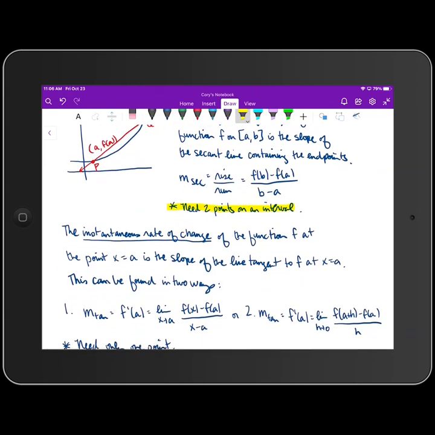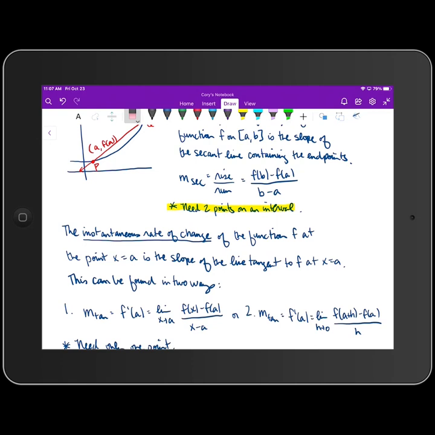Okay, so you might have seen average rate of change before in math class, but the next thing we're going to look at, instantaneous rate of change, is going to be a brand new idea. That's what calculus is all about. So the instantaneous rate of change of the function f at the point x is equal to a is the slope of the line tangent to f at x is equal to a. All right, so again, the instantaneous rate of change of the function f at x equals a is the slope of the line tangent to f at x equals a.